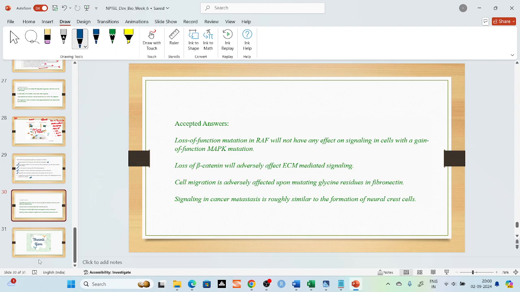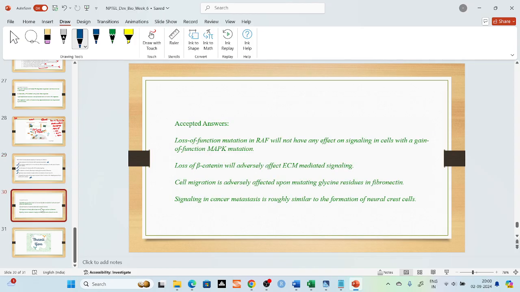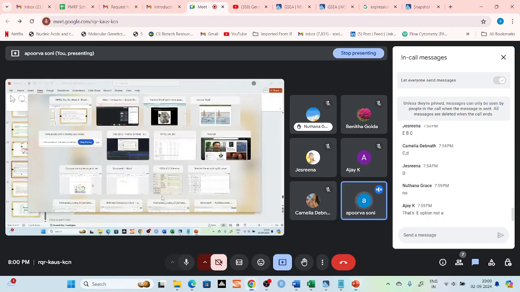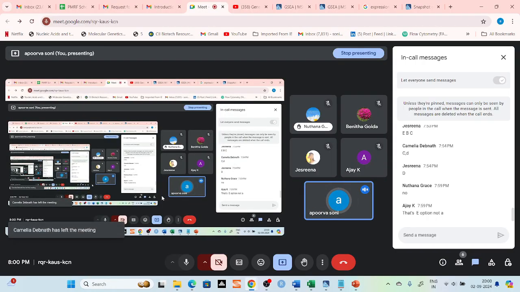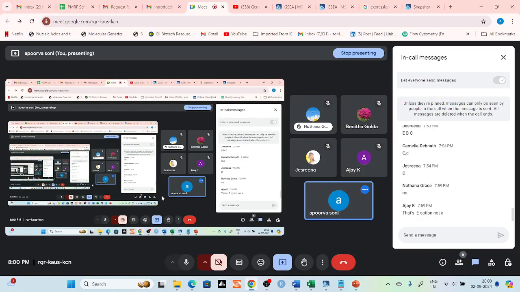So the correct answer is loss of function, that we have said. Loss of beta catenin, cell migration and signaling. Yes. So whatever I have ticked, these are the correct options. Okay, so with this, we complete today's questions.